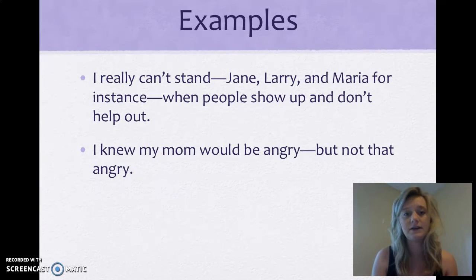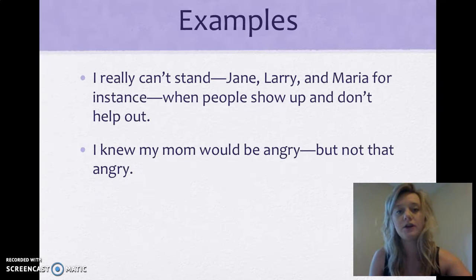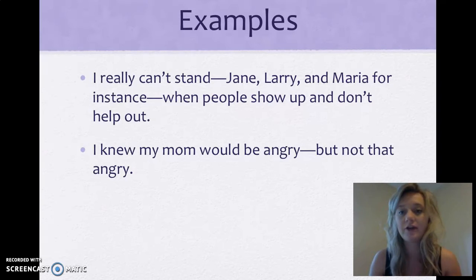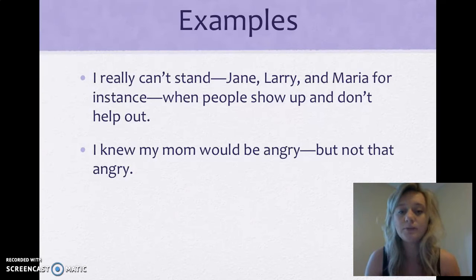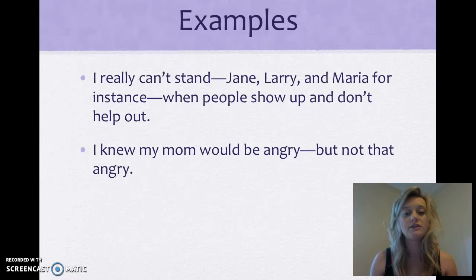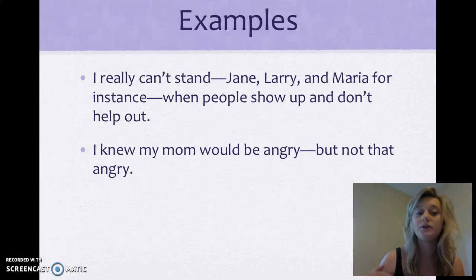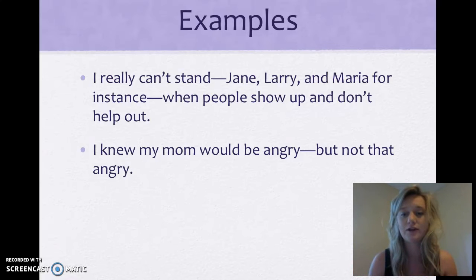So I'll go back to the examples, and you can see that first one, we're really trying to emphasize that Jane, Larry, and Maria, for instance, are the people that we can't stand because they show up and don't help out. The next example kind of shows at the end of the sentence where you can plug in a dash. I knew my mom would be angry, but not that angry. So it kind of draws emphasis to the fact that you thought she would be angry, but you didn't realize she was going to be that angry. So now we're trying to get the reader to pay attention to what comes after or in between the dashes.